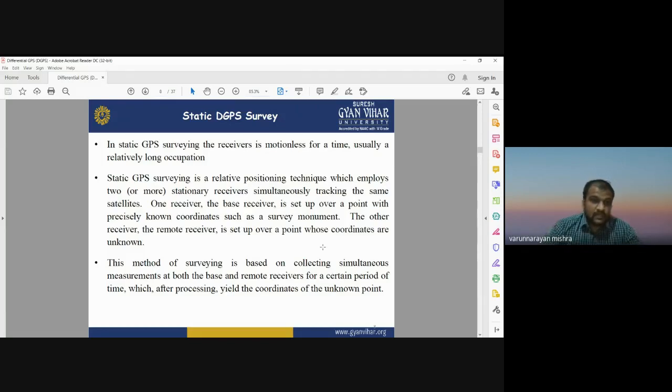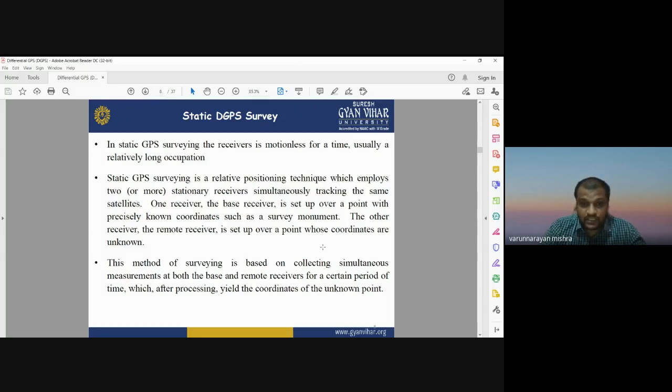So in static DGPS survey, the working principle is very simple: one receiver will be established at the known coordinates, another GPS receiver will have unknown coordinates. This method of surveying is based on collecting simultaneous measurements at both the base and remote receiver for a certain period of time. So we collect the data sets parallelly at both the receivers, at the base as well as on the rover station.